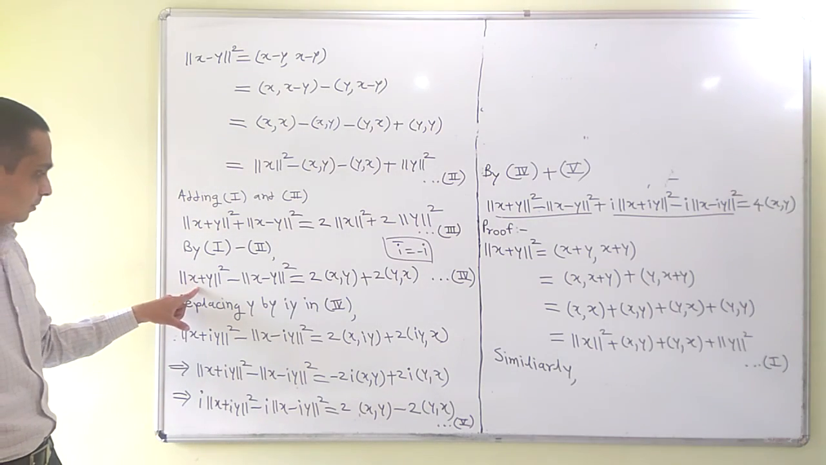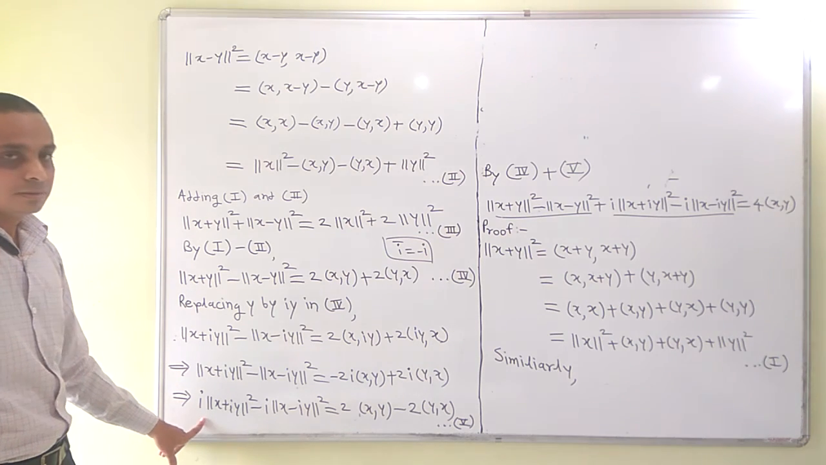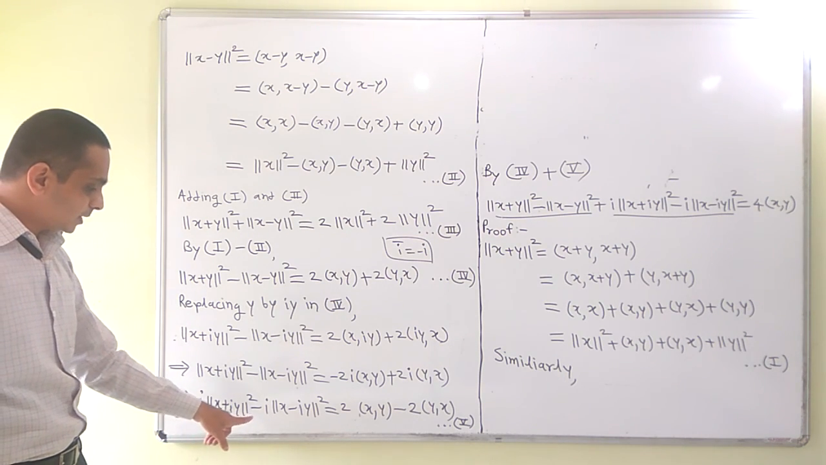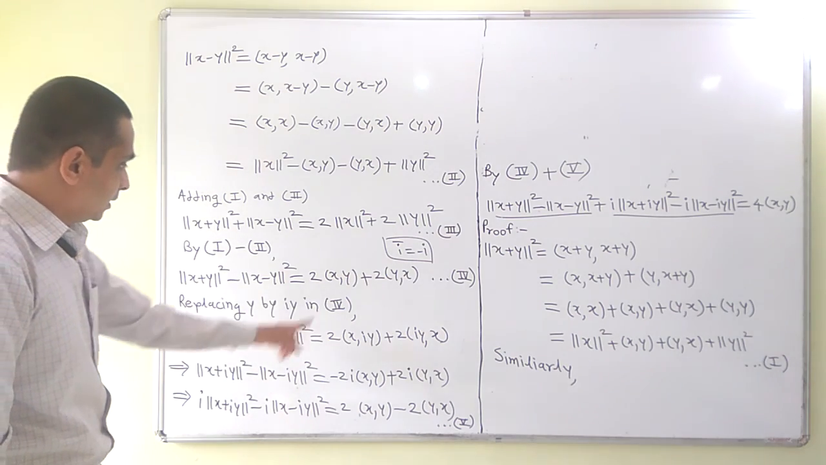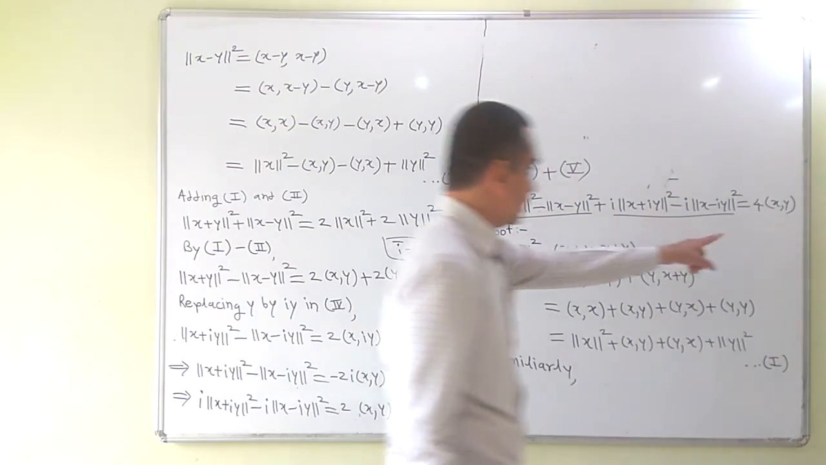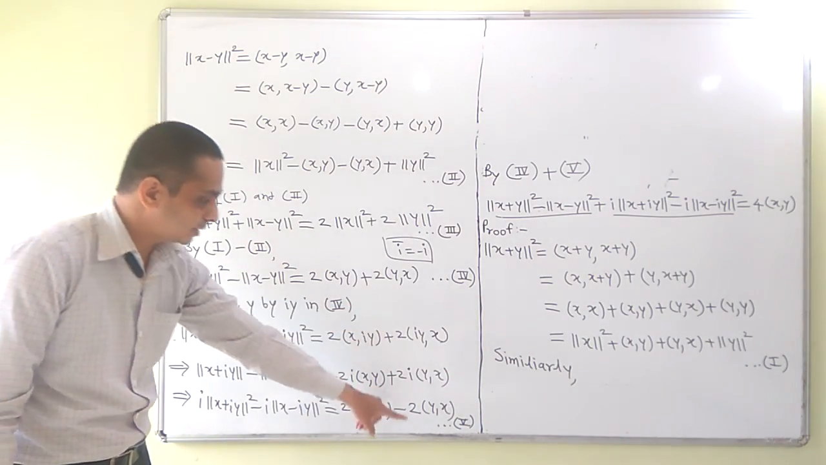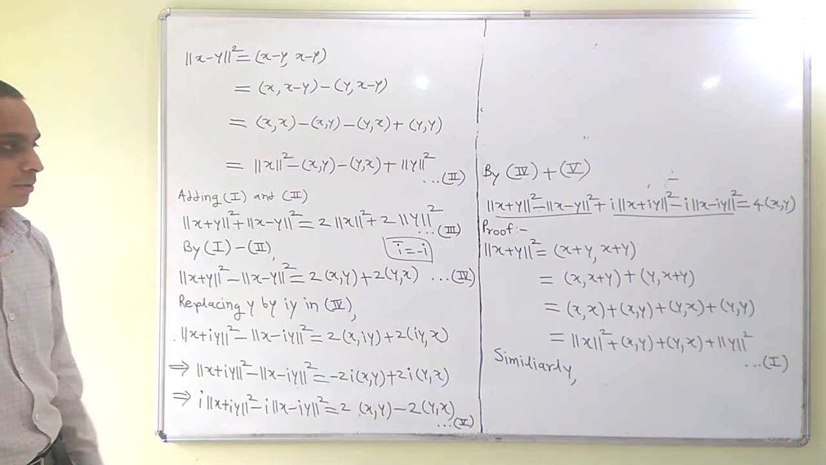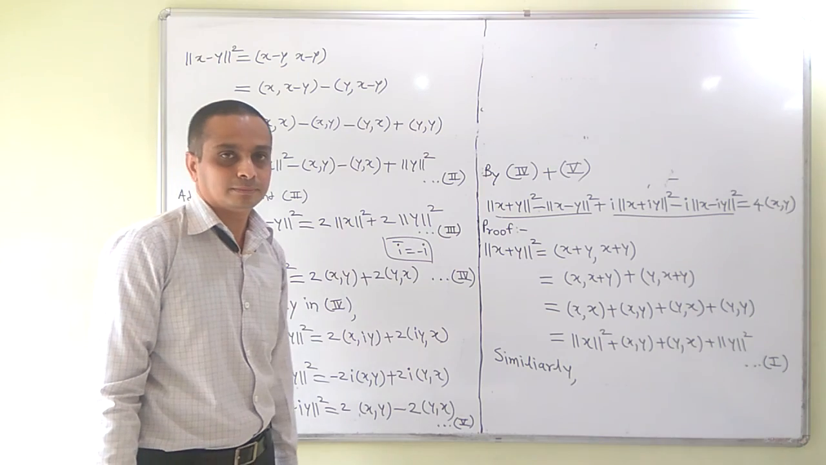Fourth is this: norm x plus y square minus norm x minus y square. Fifth: i times norm x plus iy square minus i times norm x minus iy square. 2 inner product of xy gets added, so we have 4 inner product of xy, and the other terms get cancelled. So this is the polarization identity.